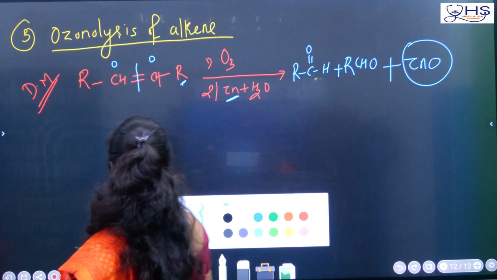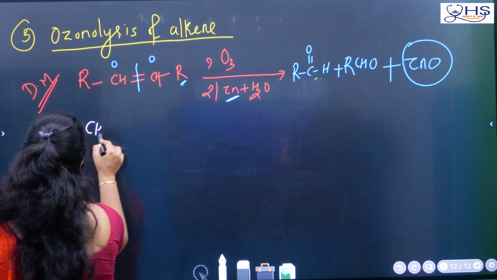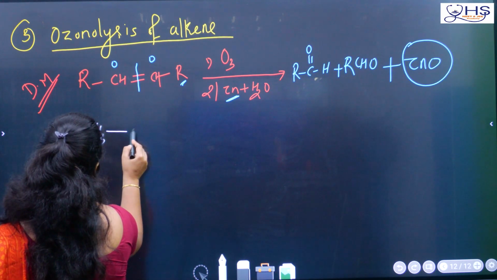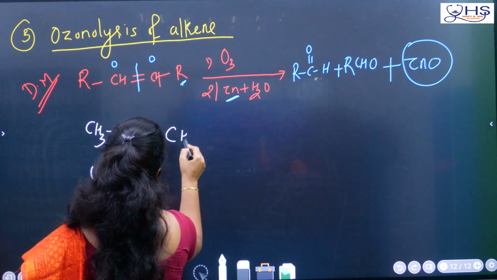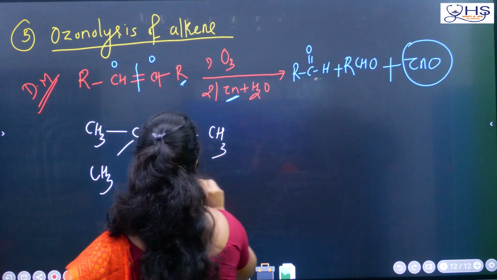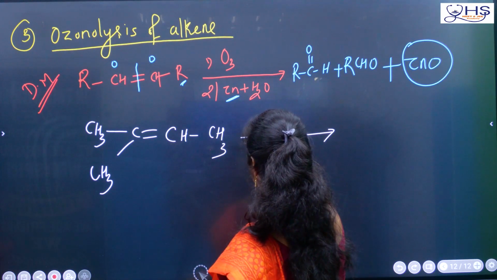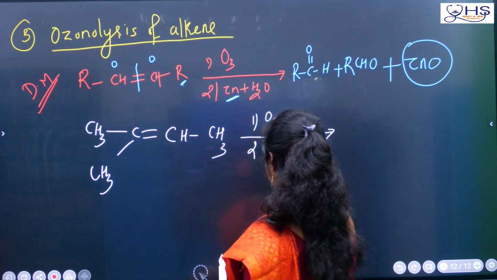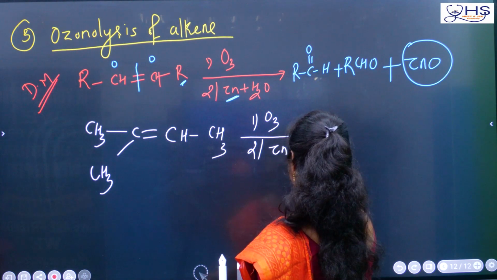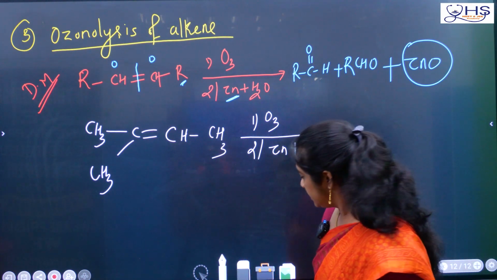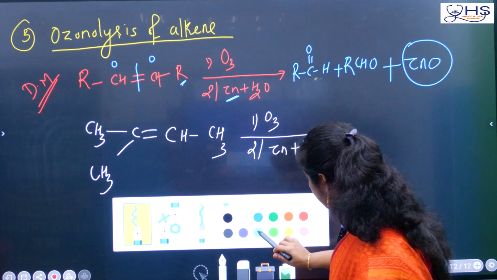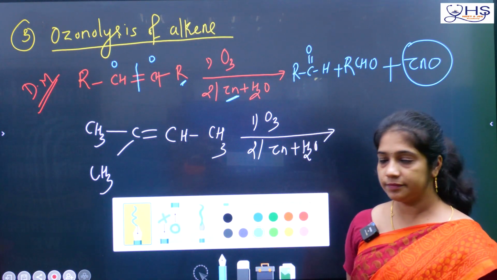For example, here I am writing CH3, CH3 double bond CH3. Now what is the product? Here in the question, over the arrow mark I am giving you O3 and zinc plus water. Please pause the video and try to answer. After you get the answer, only then please check.